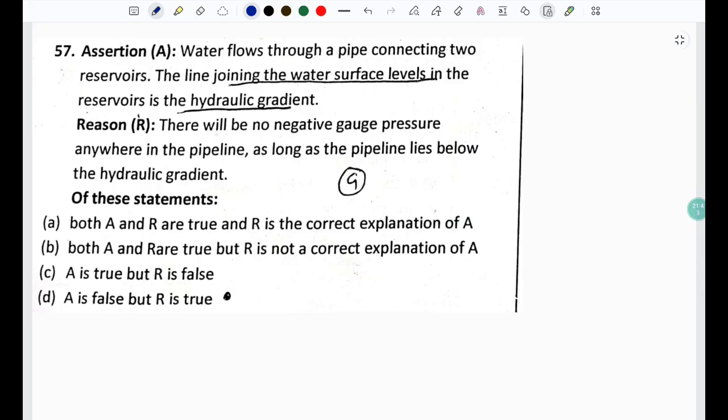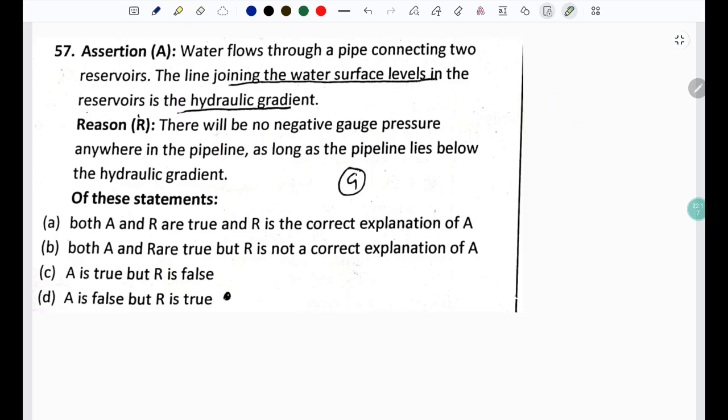So here is another question in which I made a mistake. The question was an assertion-reason: water flows through a pipe connecting two reservoirs. The line joining the water surface levels in the reservoirs is the hydraulic gradient. Now I was not sure, or I had not revised the hydraulic gradient, so I was not aware of the behavior of the hydraulic gradient, especially whether it touches the water surface level or not.